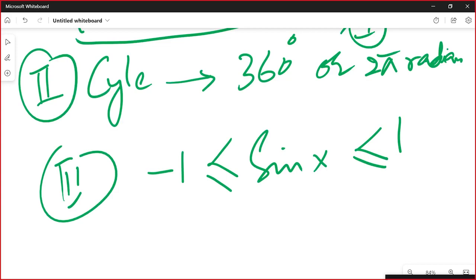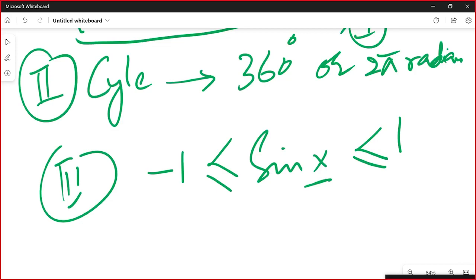Do you know the concept of domain and range? So what is the domain? The range would be between them two. Now, range is from -1 to 1, and what is the domain? The domain is of the input. So input is actually from 0 to 360. You got that?